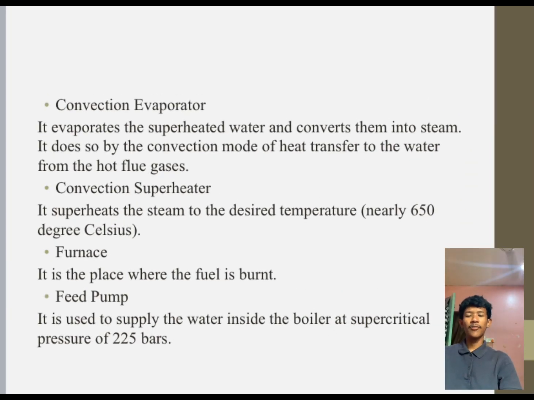Then convection evaporator. It evaporates the superheated water and converts it into steam. It does so by the convection mode of heat transfer to the water from the hot gases. Next, convection superheater. It superheats the steam to the desired temperature, nearly 650 degrees Celsius. Then furnace. It is placed where the fuel is burnt. And lastly, feed pump. It is used to supply the water inside the boiler at supercritical pressure of 2 to 5 bars.